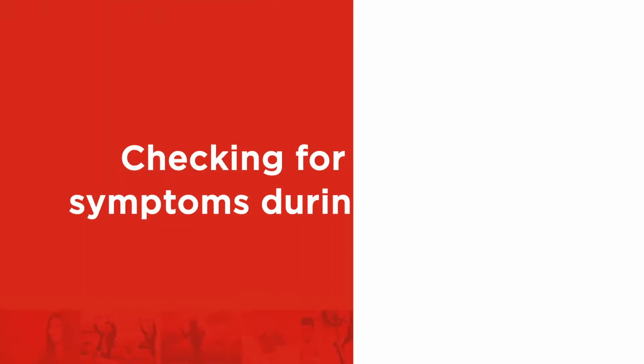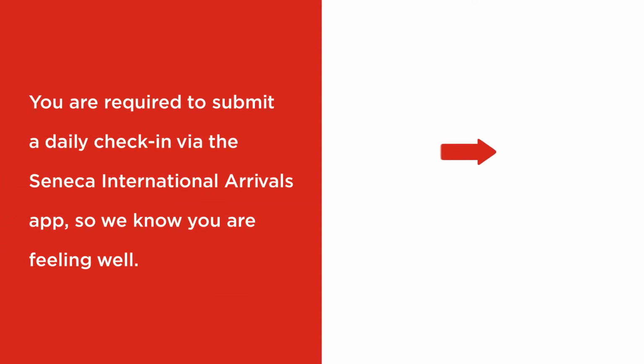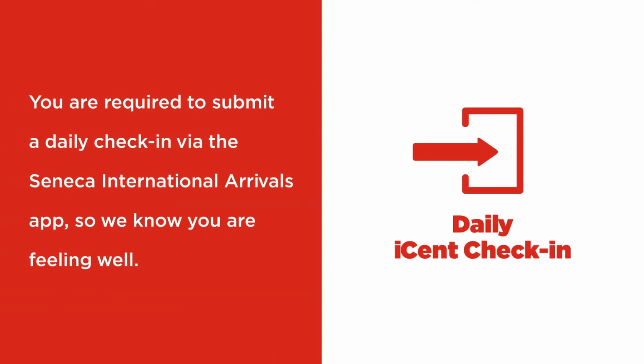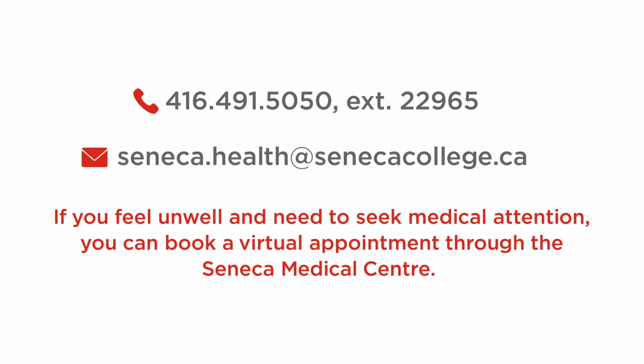Checking for COVID-19 symptoms during quarantine. You are required to submit a daily check-in via the Seneca International Arrivals app so we know you are feeling well. Monitor yourself for symptoms of COVID-19, particularly fever and respiratory symptoms such as coughing or difficulty breathing. Use the Government of Ontario's self-assessment tool to help determine if you need to be tested for COVID-19 before your quarantine period ends.